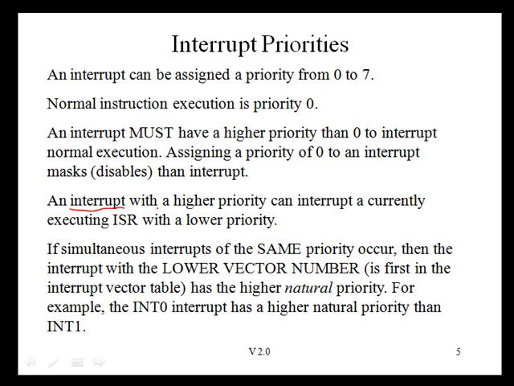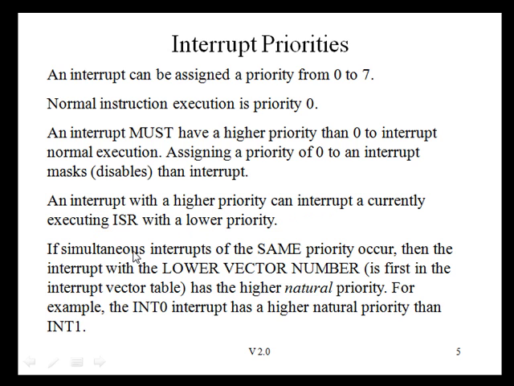An interrupt with a higher priority can interrupt a currently executing interrupt service routine with a lower priority. In the cell phone analogy, if you're talking on the phone, you're servicing an interrupt, and you're talking with a friend, and another call comes in and you recognize that it's from your parents or perhaps your significant other, you would say, hey, wait a minute, I need to take this call, and you would put the other person on hold. You would be servicing a higher priority interrupt.